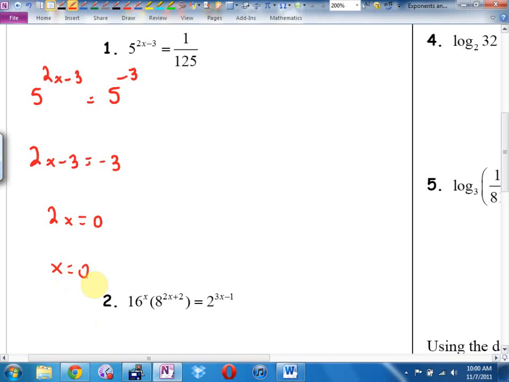So if you got that, 2 out of 2. Otherwise, I would probably give you a half mark for that line, a half mark for that line, a half mark for that line, and a half mark for the answer.